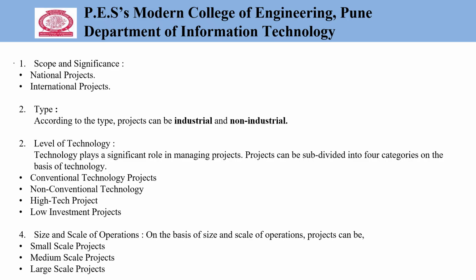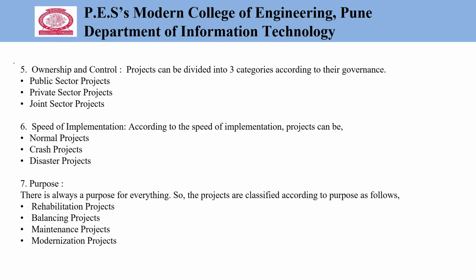Okay. And the size and scale of operation. On the basis of size and scale of operation, a project can be small scale, medium scale, or large scale. Okay. Now, the fifth one, that is ownership and control. So, projects can be divided into three categories according to their governance. First one, public sector project, private sector project, joint sector project. Now, the sixth one, that is speed of implementation. According to the speed of implementation, a project can be normal, crash, or disaster projects.